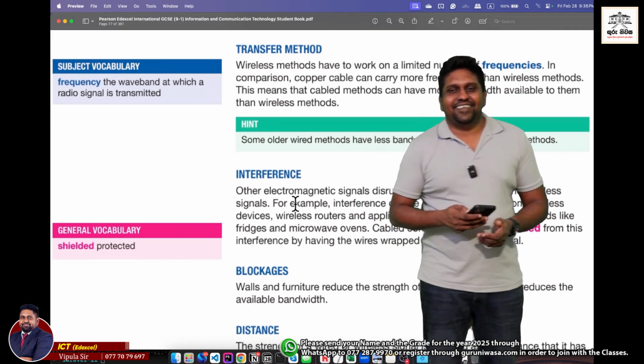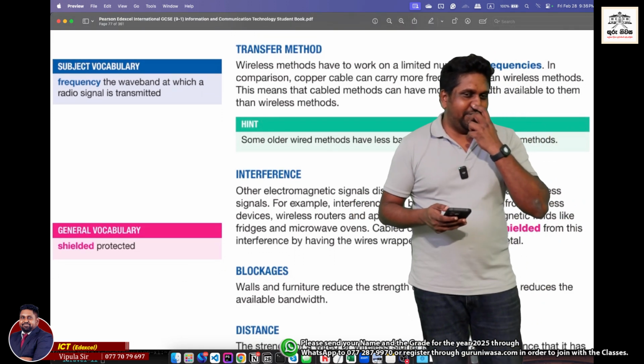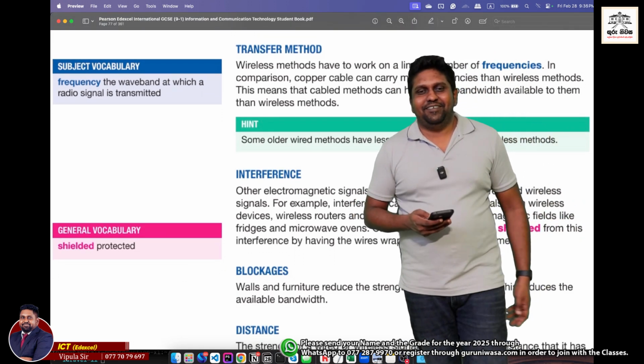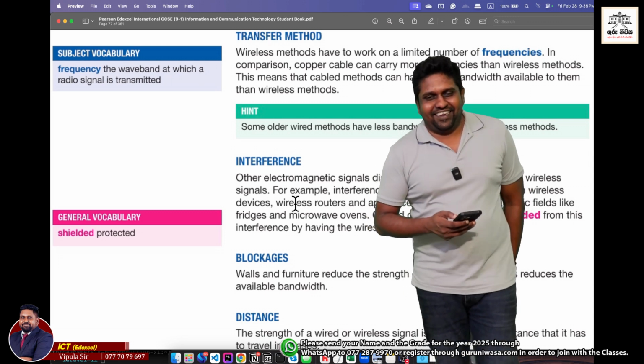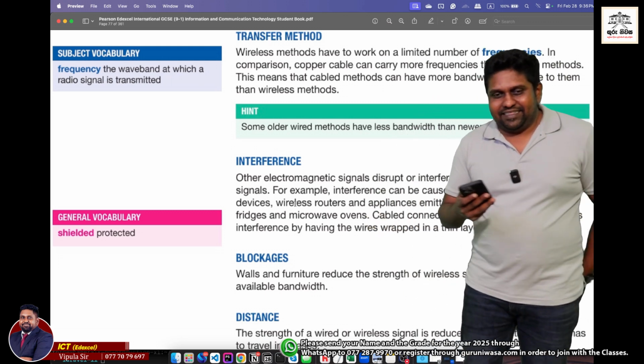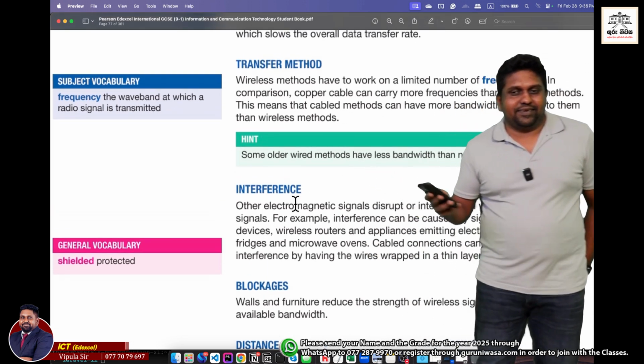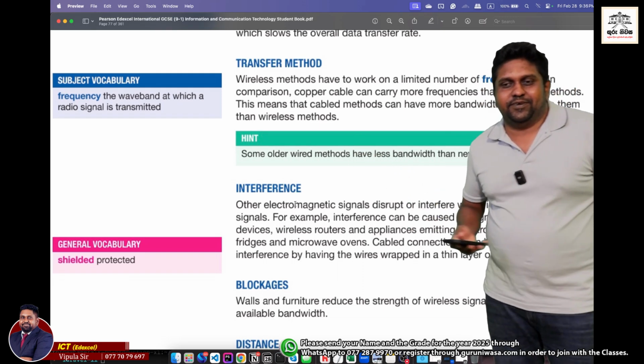You're not disturbing anybody. All you need to do is just play. Okay. So now in these type of things, the reason I brought that up was about the transfer method.